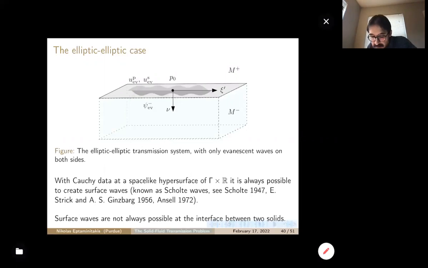So this is a well-known phenomenon in geophysics that surface waves between a solid and a fluid are always possible. Whereas, by contrast, when you have two solid surfaces which are in contact, the corresponding surface waves, which are called Stoneley waves, are not always possible. So they may or may not exist.